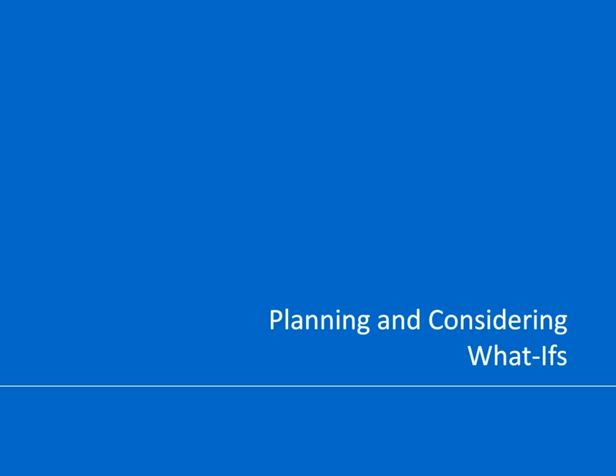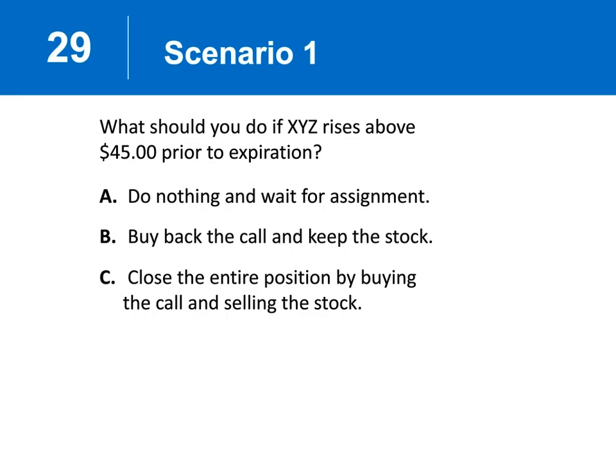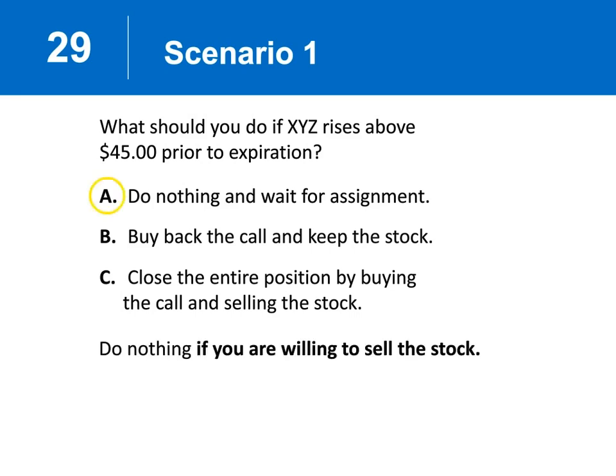So first of all, what if the stock price goes higher and it goes through your strike price of $45? What do you do? You have several choices here of things you can do. First of all, you might just do nothing and allow the exercise assignment process to take place. This would happen if you're just willing to sell the stock, exit the position, and move on to the next trade.